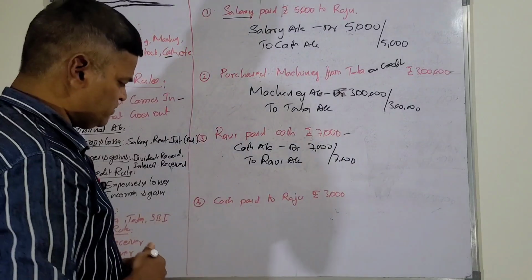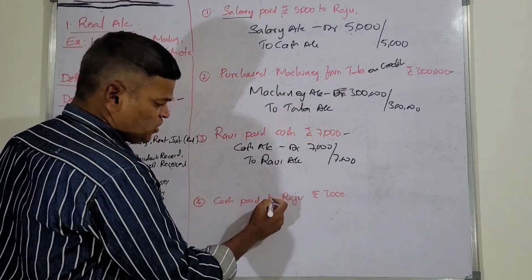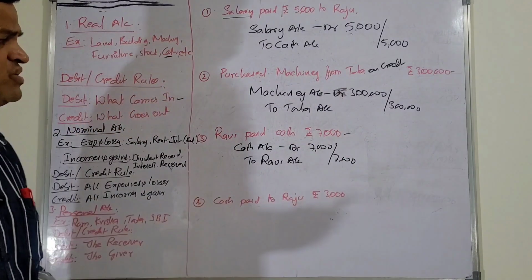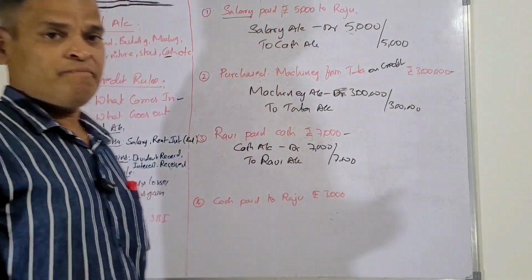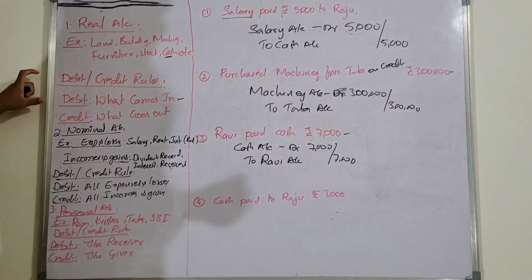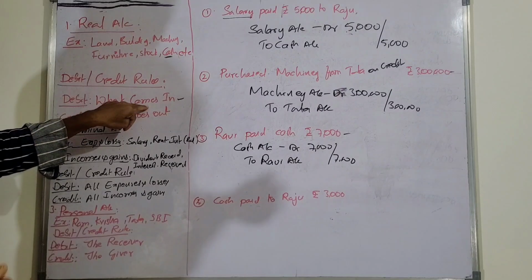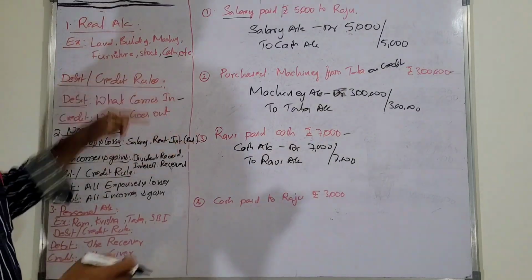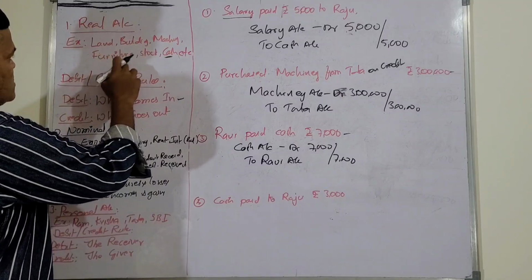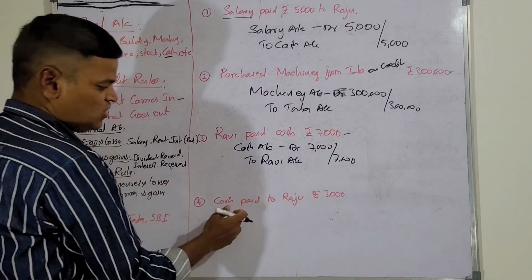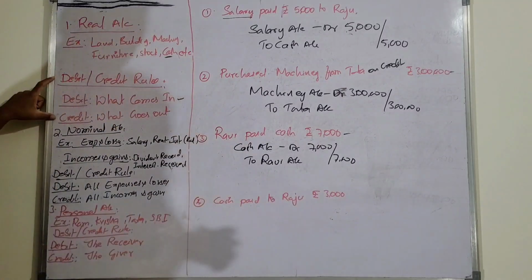Now we'll see the third one. Cash paid to Raju rupees 3,000. Our business has paid cash to Raju rupees 3,000, right? So now we'll check according to real account first. What comes in? We are paying cash. Is any asset there? Is the business receiving any asset? No. Land, building, machinery, furniture, stock, or cash, we are not receiving. We are not getting the answer in real accounts.